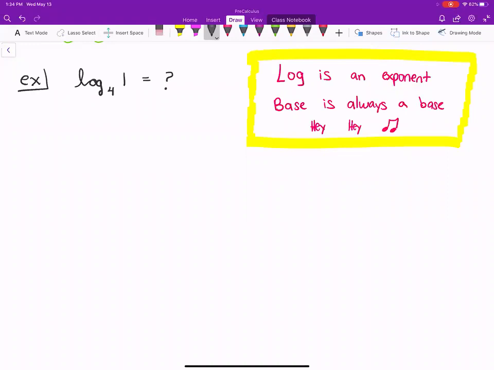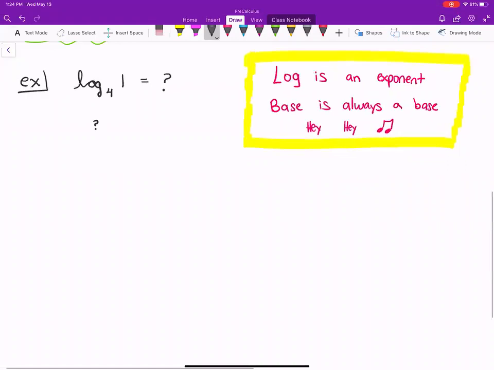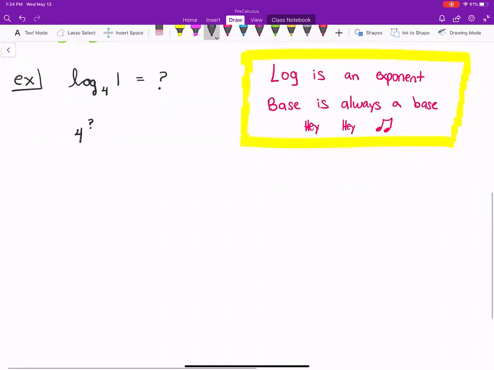So remember that a log is an exponent. A base is always a base. So a log should be equal to the exponent. So this question mark is going to be the exponent. That's what the log is equal to. The base is always the base. So basically what this is saying is 4 to what exponent would equal 1. So of course, hopefully you remember that any number, except for 0, raised to the 0 power would always be equal to 1.